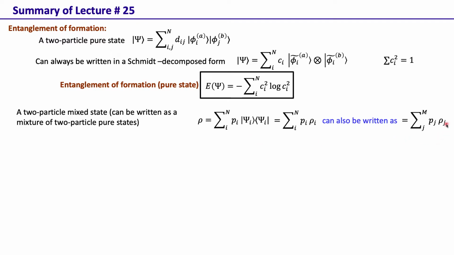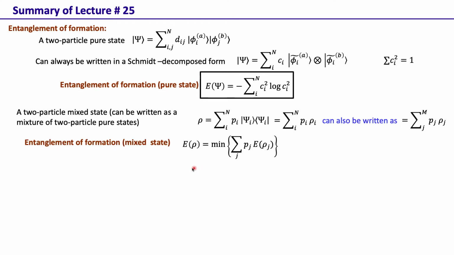Once we have a two particle mixed state written as a mixture of two particle pure states, the entanglement of formation is defined like this. The entanglement of formation of a pure state is just E of psi_j, which is given by this formula, and then p_j is the weight of the pure state in the mixture, and then we sum over all those states.